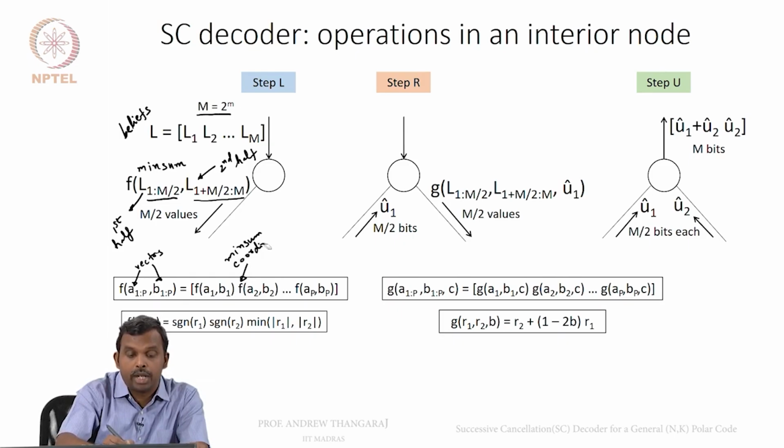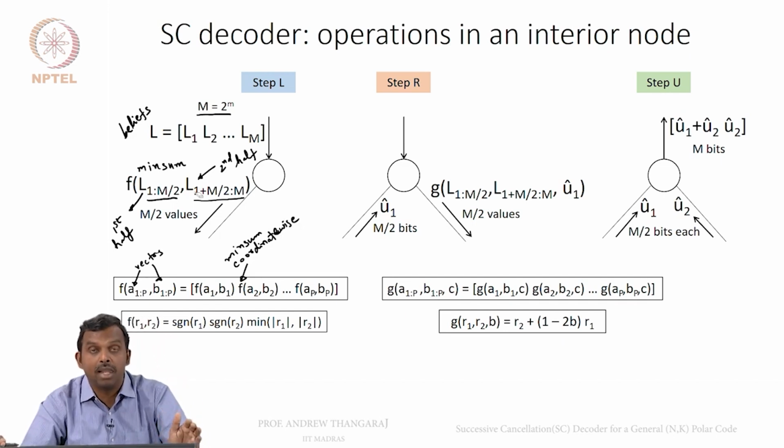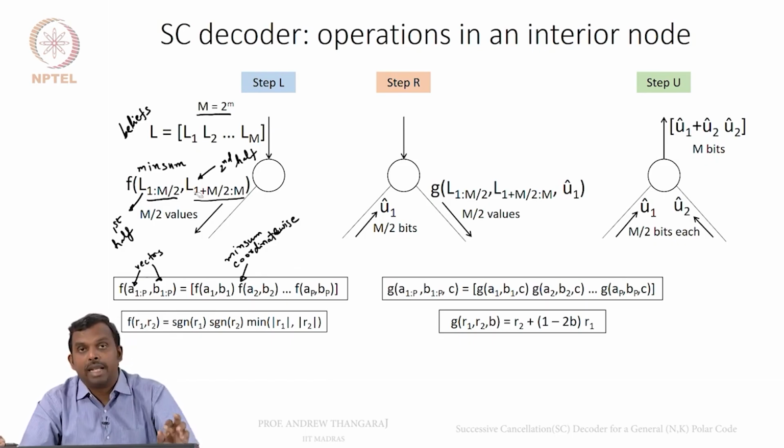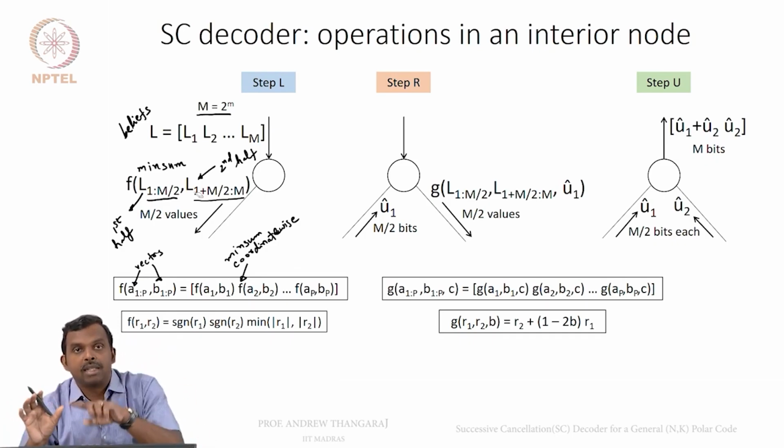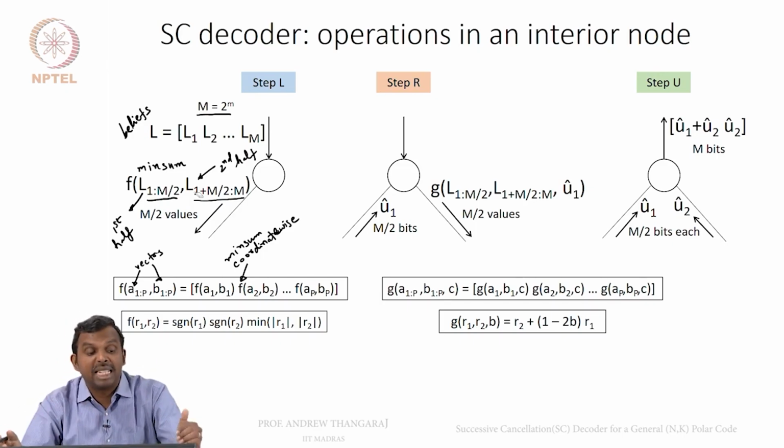Okay, so I apply it coordinate wise. And that's what happens there on the node also. In step L, the node takes its m incoming messages, splits them into two, and applies min-sum coordinate wise. So L1 and L(m/2+1), L2 and L(m/2+2), like that. So that's how it does it. It gets m by 2 values, m by 2 beliefs, that it will send to the child.